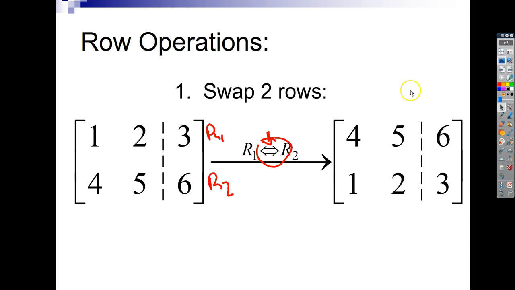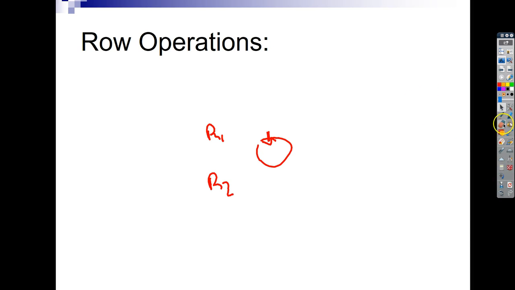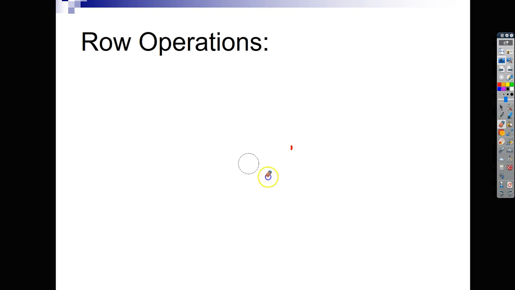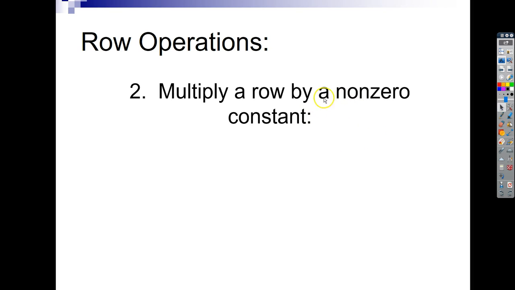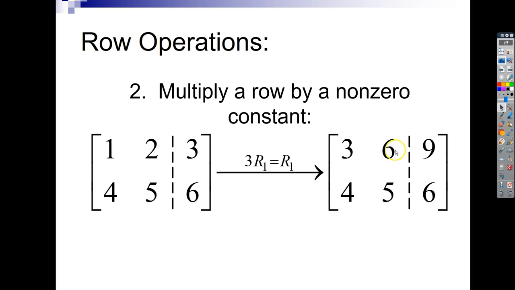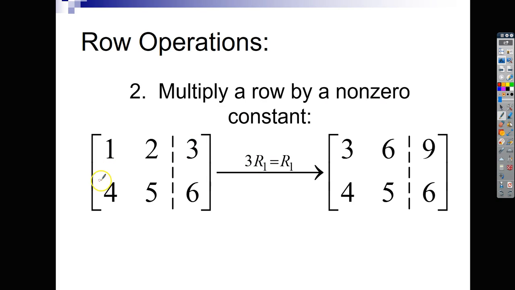So that's one row operation. The next row operation is you can multiply a row by a non-zero constant. So this says that we're going to multiply row 1 by 3. So if you notice here, 1 times 3 is 3, 2 times 3 is 6, 3 times 3 is 9. So that says multiply row 1 by 3, and that's what row 1 becomes. And notice row 2 did not change.